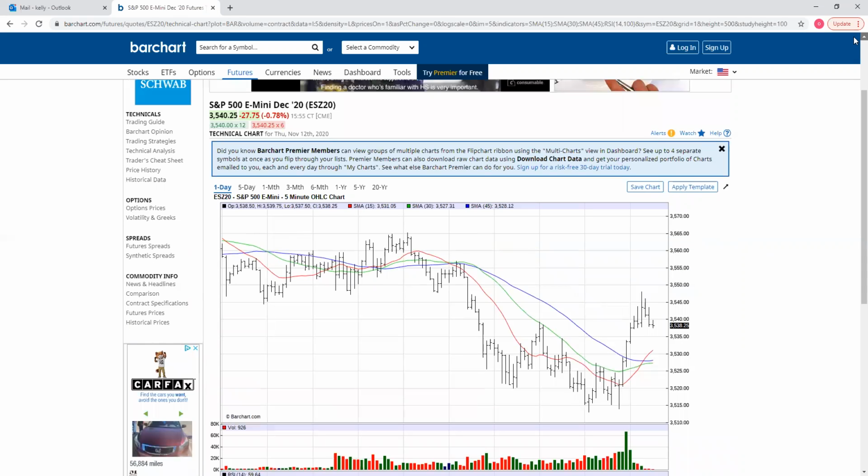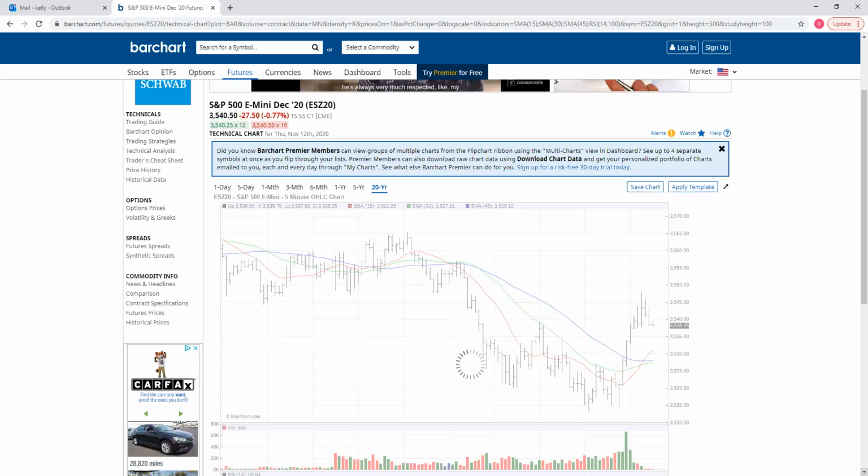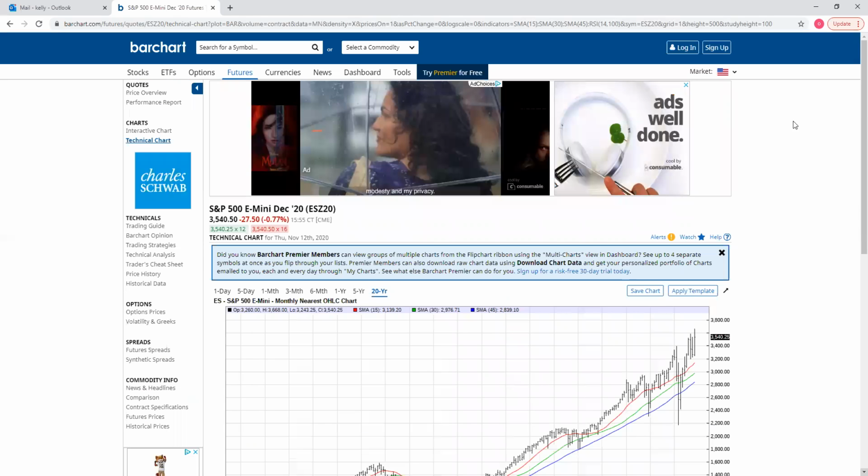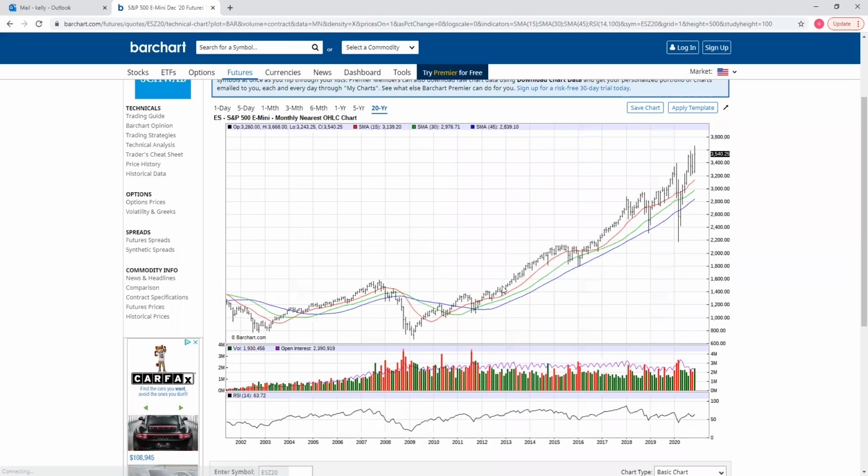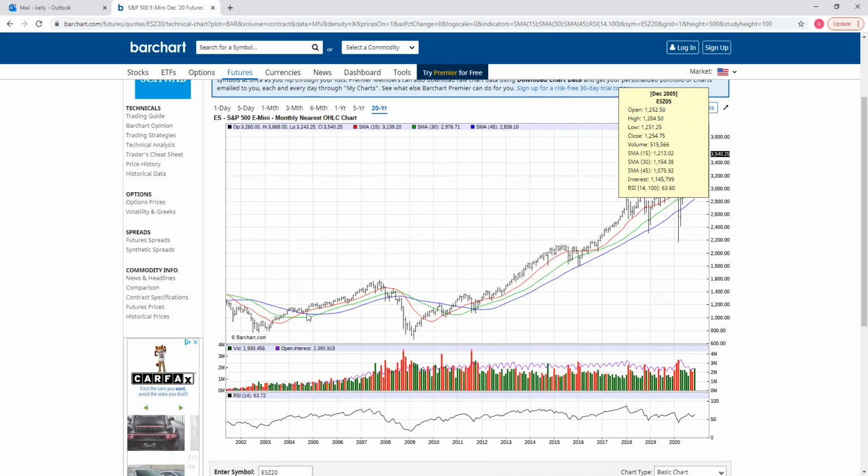We analyze it using different time frames, okay? So let's go out to 20 years on the S&P, see what the big picture looks like. And the big picture is very clearly up. Now, this goes back all the way to 2002, right? And you can ride the red and the green line pretty much throughout the whole trend between 2004 and 2007.